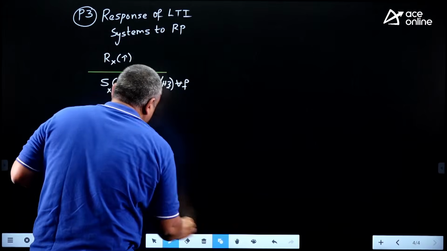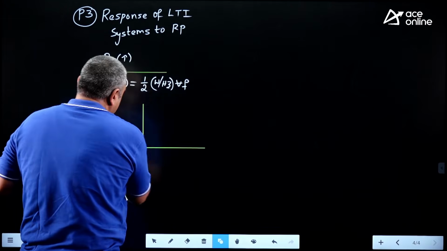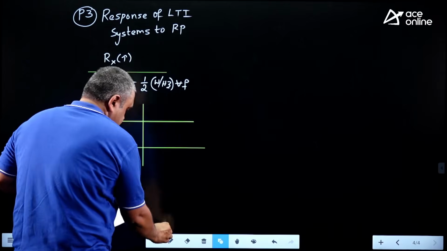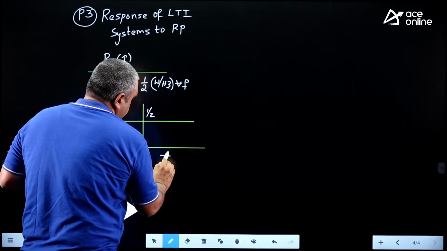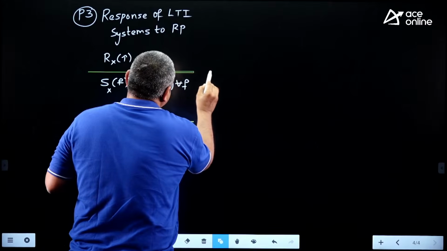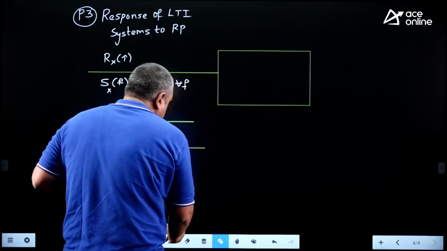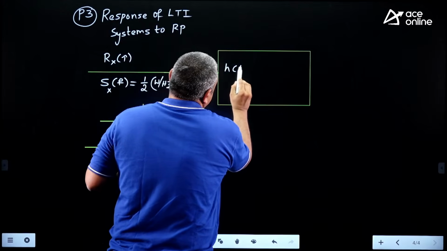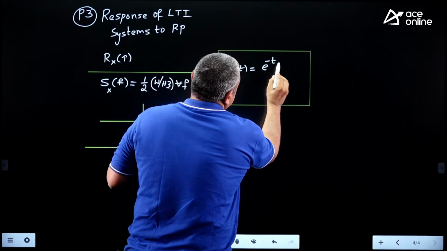That means what is the meaning? You are having a constant amplitude of 1/2 from minus infinite to plus infinite. This is how we can represent power spectral density of input random process. Now he is giving this as an input to an LTI system. So what is the LTI system given? H of t is given to you as e power minus t u of t.